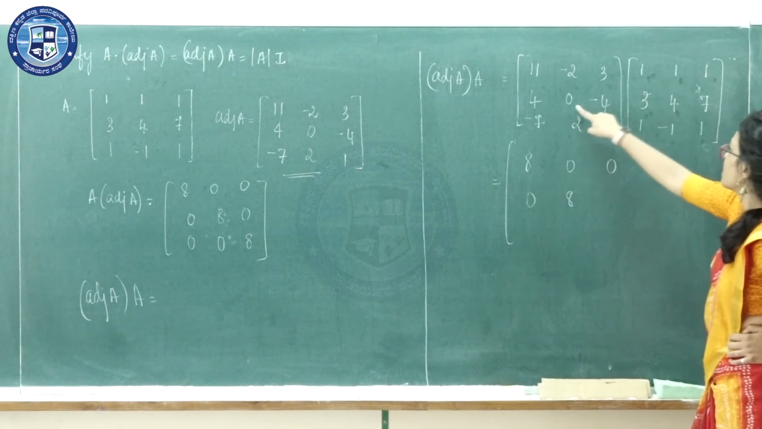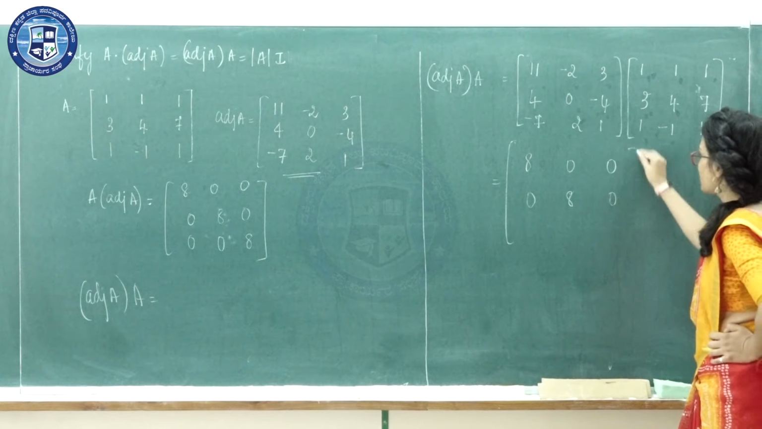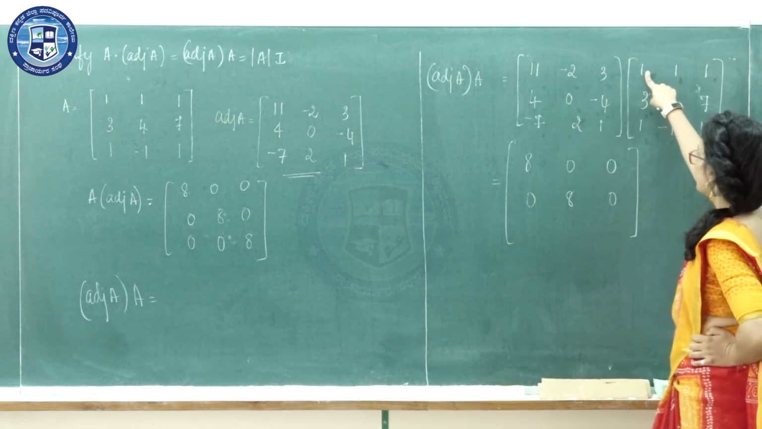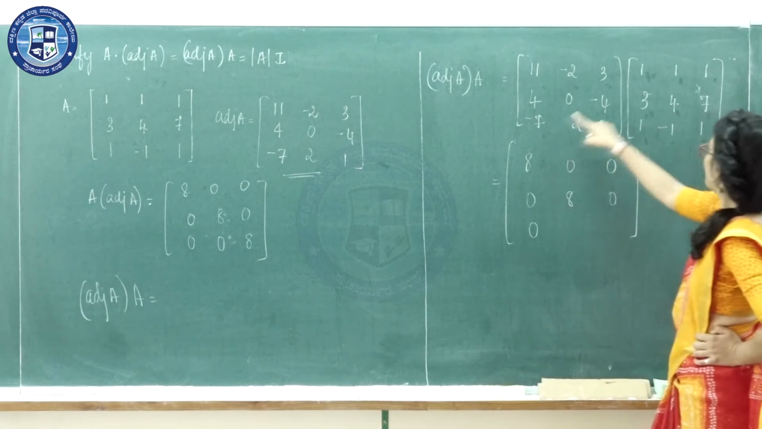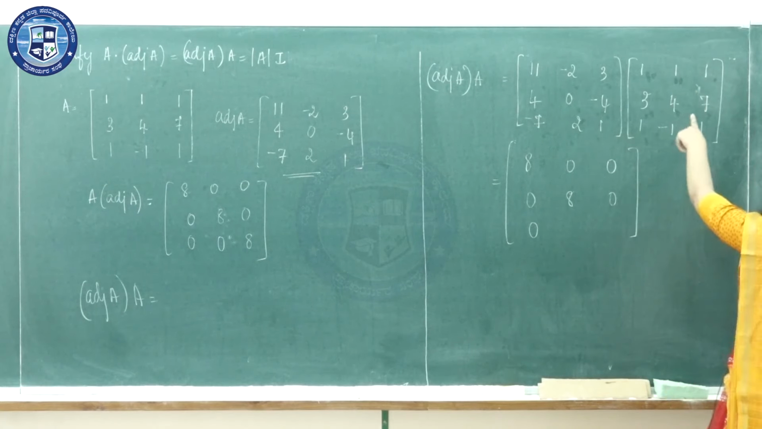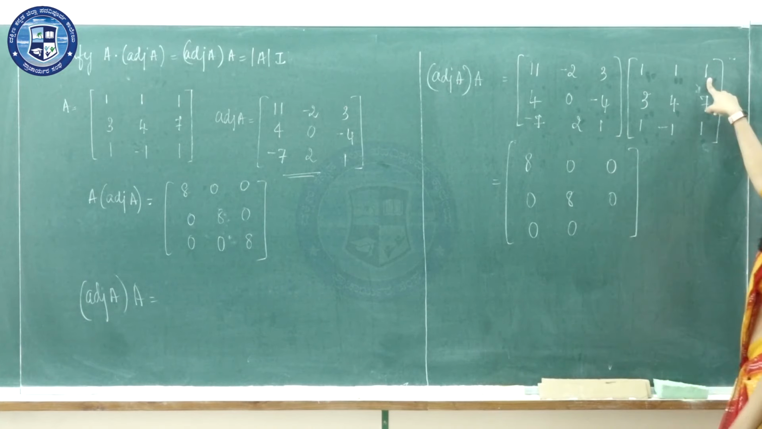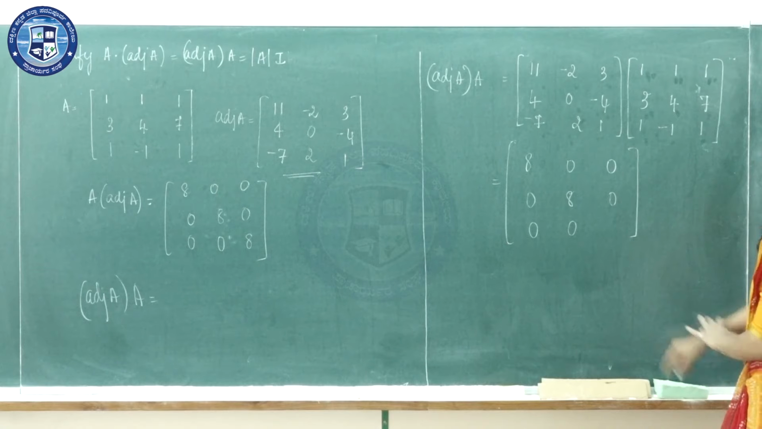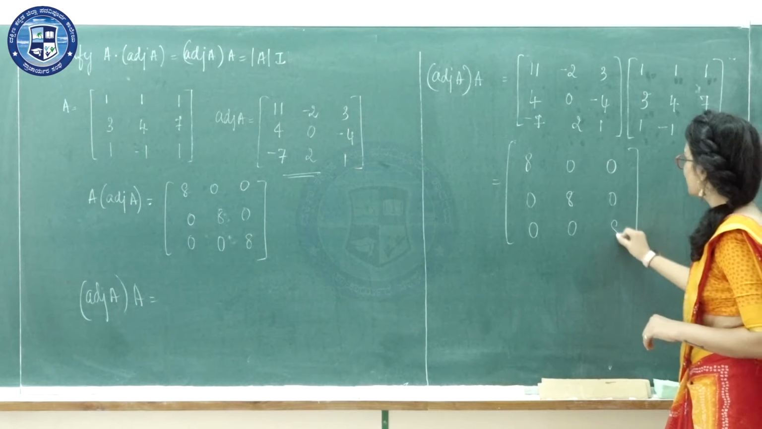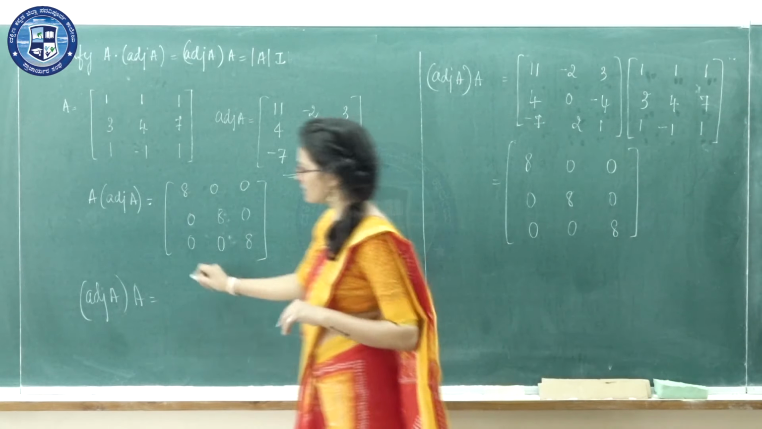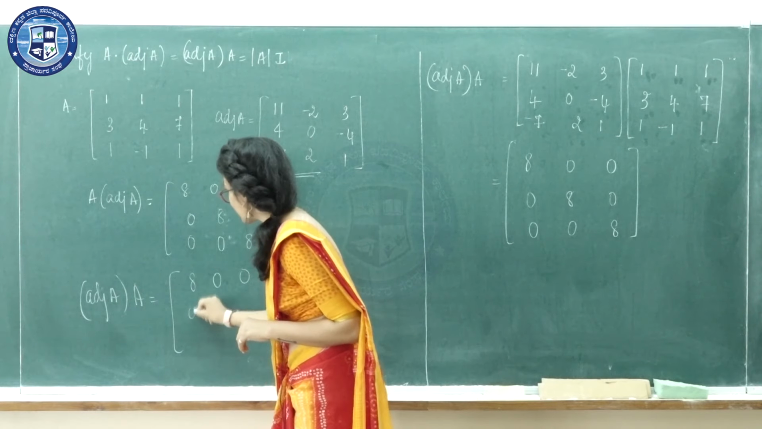Next, 4 plus 0 minus 4 is 0. Next term, minus 7 plus 6 plus 1 is 0. Minus 7 plus 8 minus 1 is 0. Now minus 7 plus 14 plus 1 is 8. So, we got the next matrix, adjoint A into A, is also the same as the previous matrix.